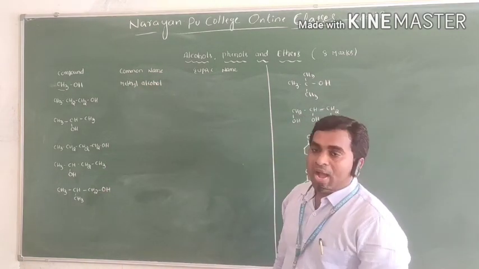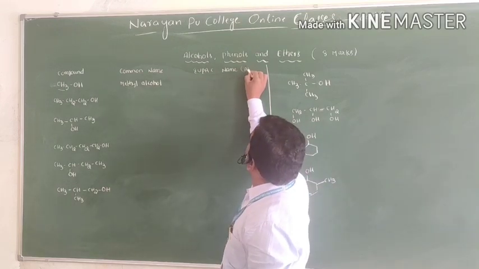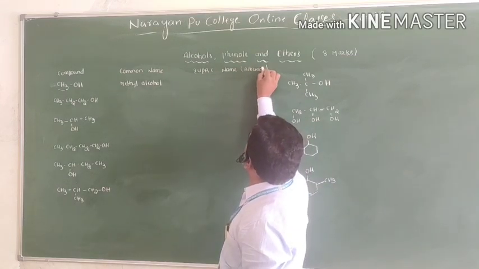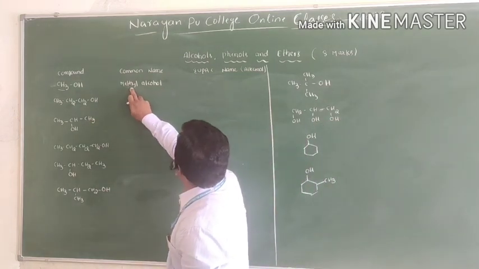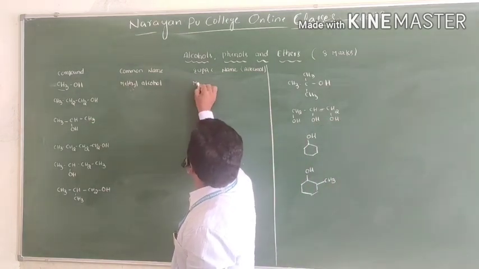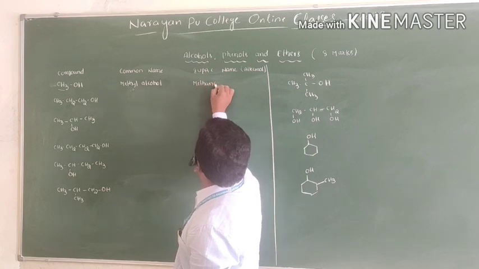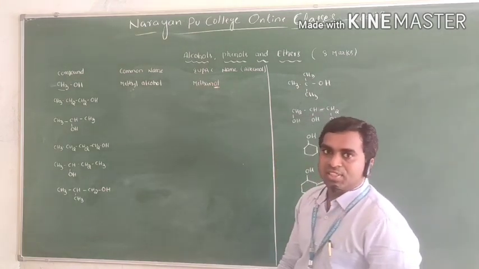What is the IUPAC name? I already mentioned: alkanol. Clear? So what do we have to write? What is the alkyl group here? Methyl. So it is methanol. We add the OL.